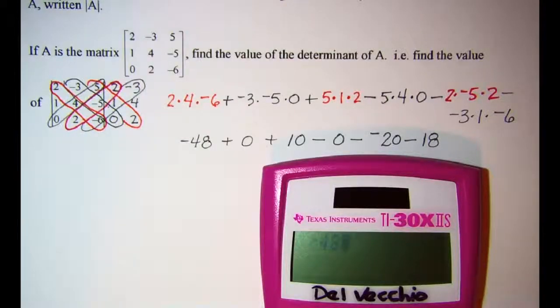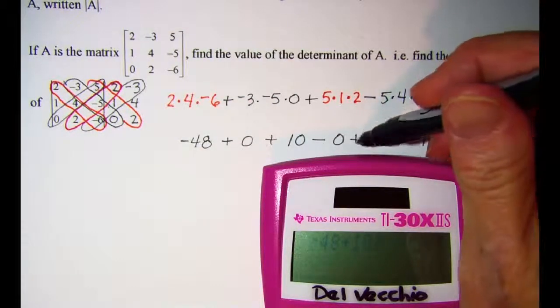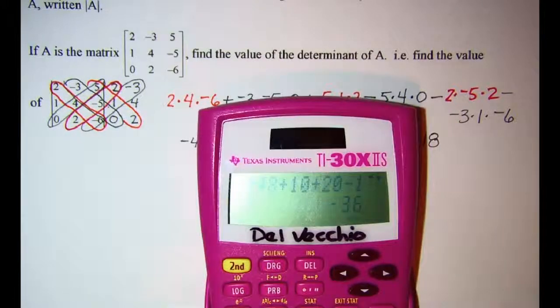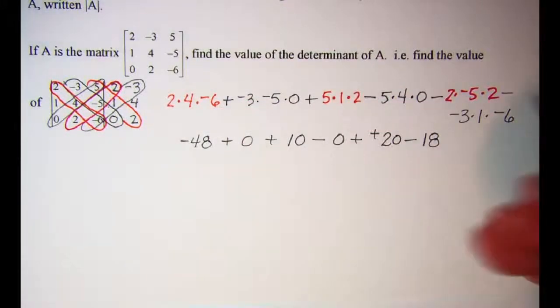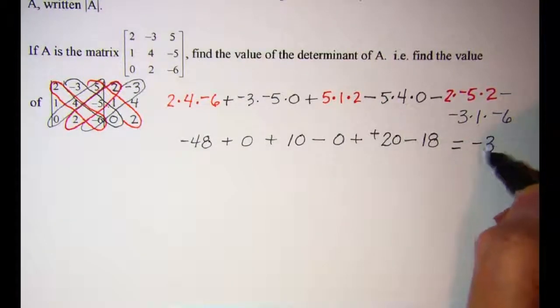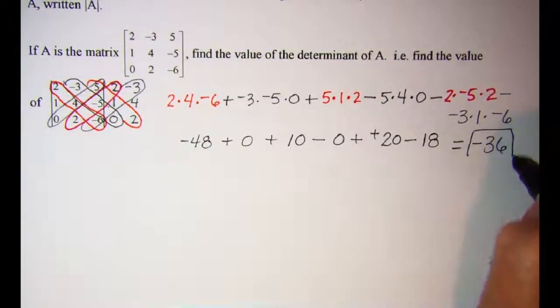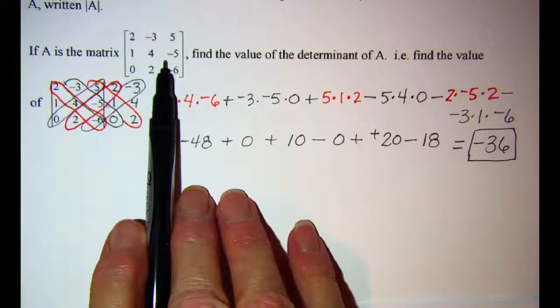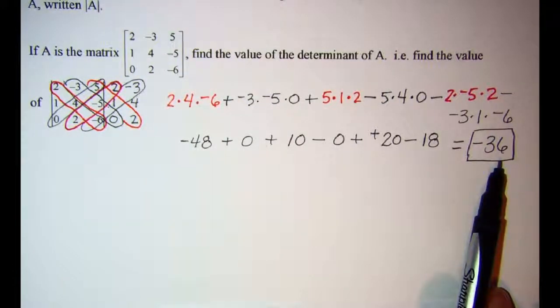-48 plus 10. This is plus 20 minus 18. So it looks like I have a -36. So the determinant associated with this matrix has a value of negative 36.